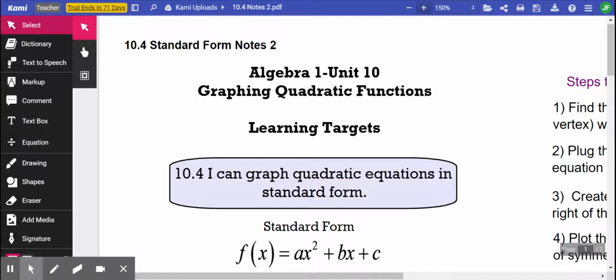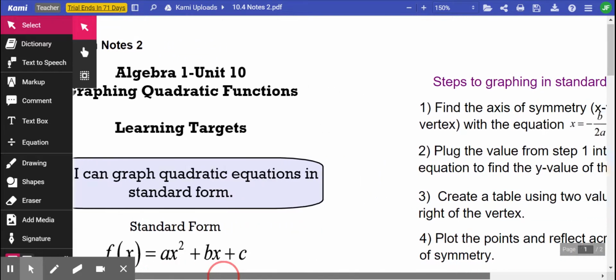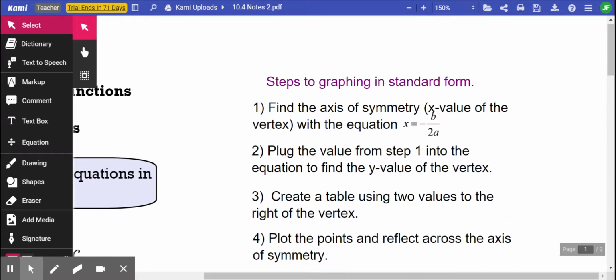Good morning. Today we're going to continue on with graphing quadratic functions in standard form. In the last video, we talked about how to find the axis of symmetry and vertex. We're going to use that to continue on and actually sketch a graph. So the first two steps are what we did in the last lesson.